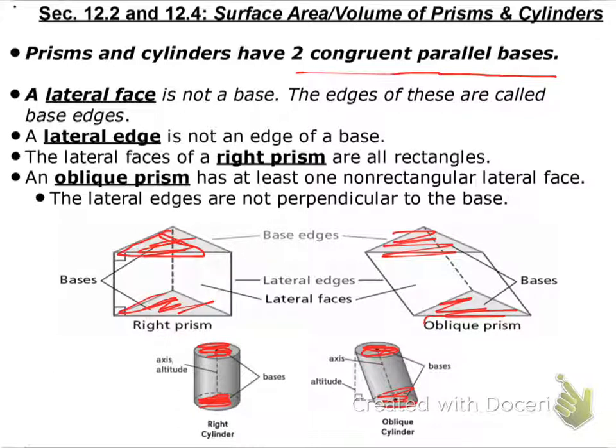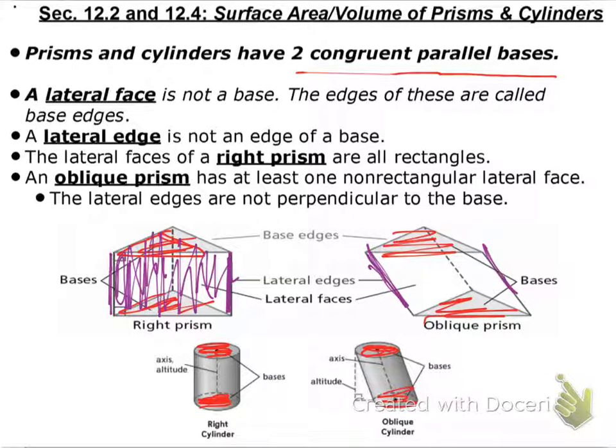Okay, a lateral face is not a base, so it's basically everything except the bases. The edges of the bases are edges, okay, so base edges. A lateral face is not a base, so keep that in mind. If we're looking at this triangular prism, the lateral faces are going to be these three rectangles that are in between the two bases. A lateral edge is not an edge of a base. Your lateral edges, you can see here, are these edges on your lateral faces.